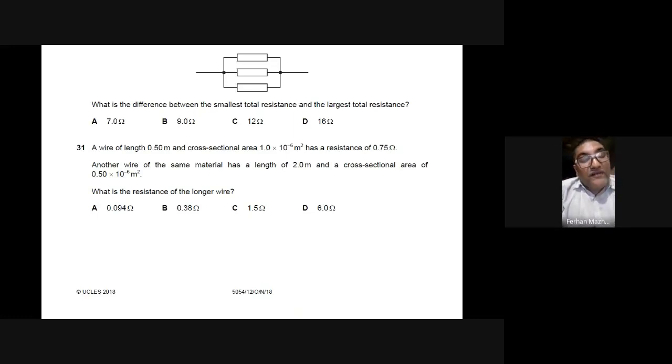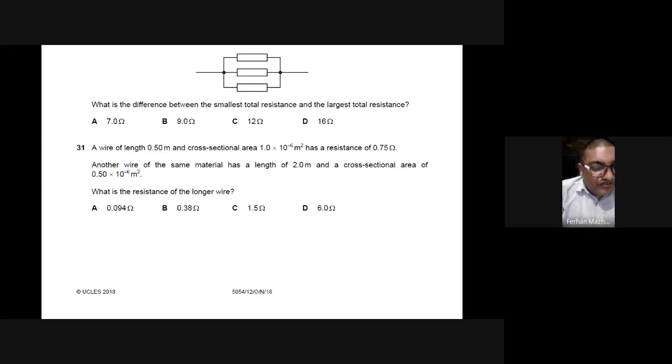The resistivity of the first wire and the resistivity of the second wire, the values will be the same. And the formula for the resistivity is R multiplied by area divided by length. So resistivity 1 equals resistivity 2. R1 multiplied by area 1 divided by length 1 equals R2 multiplied by A2 divided by length 2.